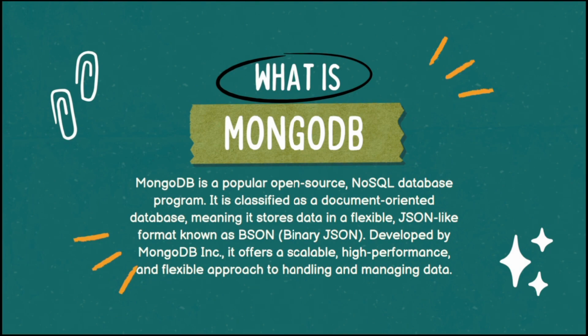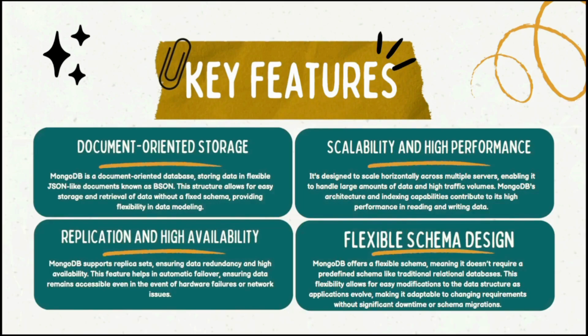That's a binary JSON format data. Okay, so later on we'll understand more about the differences between BSON and JSON also. So now let's continue. First of all, I'll explain the key features of MongoDB.